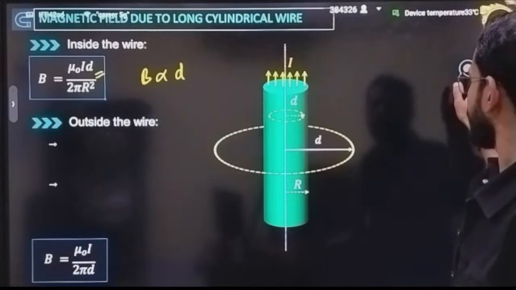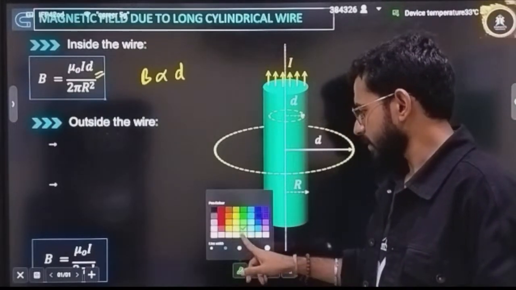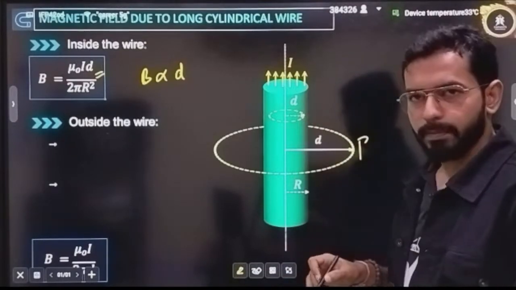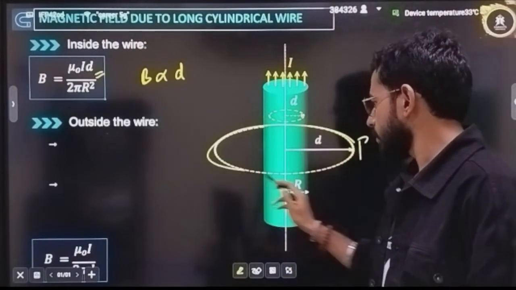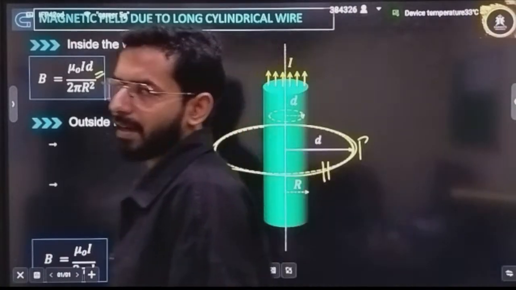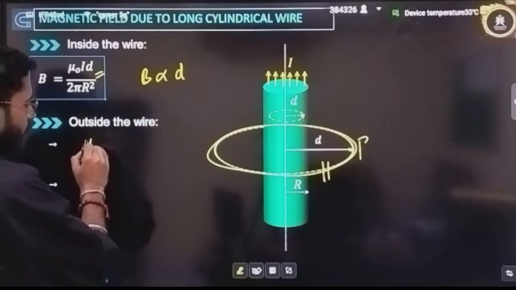Now come to the outside point. For the outside point, I will say it is the same. Why will it be the same? Let's discuss that also. Outside, let's suppose at some point P you want to find the magnetic field. Draw an Amperian loop, take a dl vector and integrate this dl vector, and write the rest of the things. What is the equation that you write?